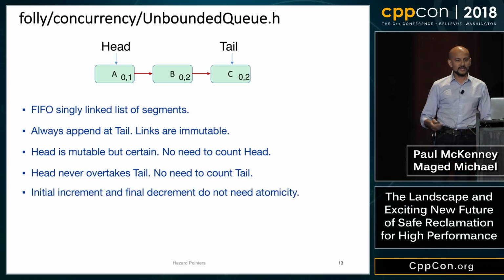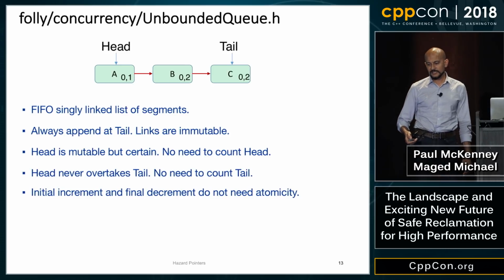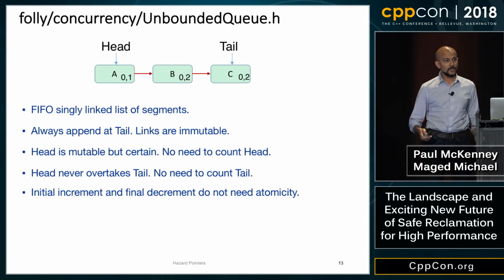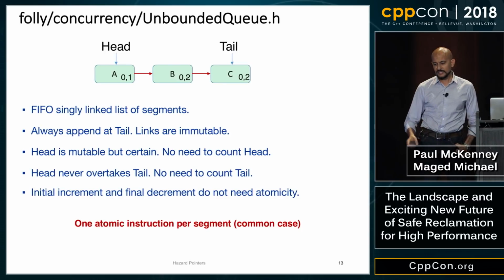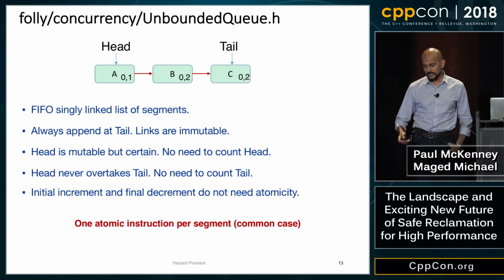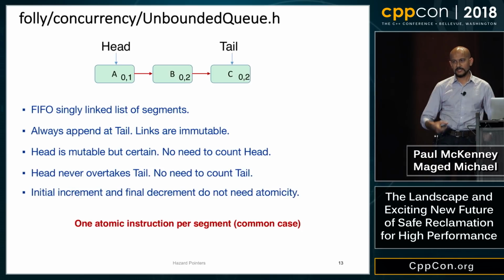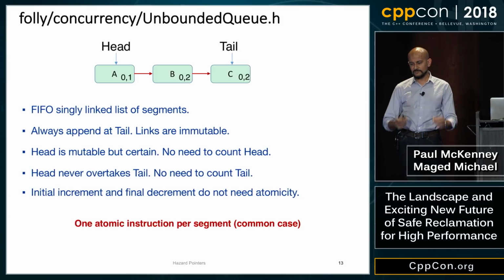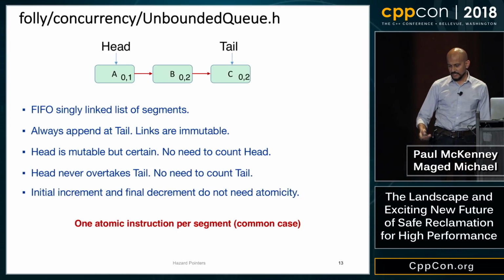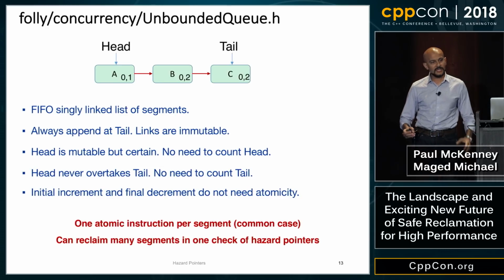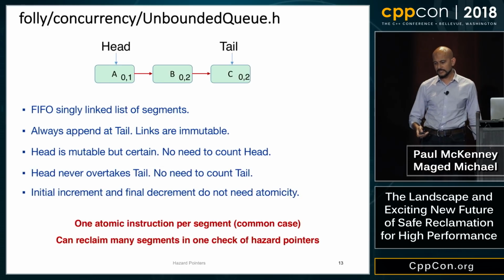We do the initial and final increments and decrements non-atomically, so that saves a lot of atomic operations. So all we need in the lifetime of each segment is one atomic instruction in the common case, just having contention at the time of decrementing the counts. And we can reclaim many segments in one check of hazard pointers.